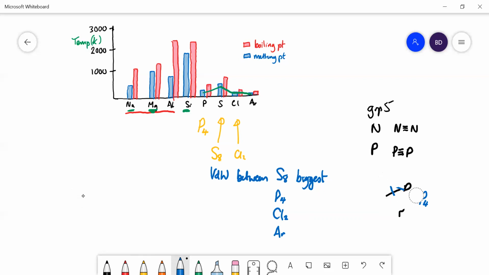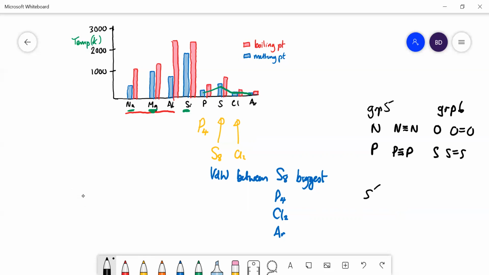Sulfur. Now, why does sulfur form S8 molecules when it's in group 6, and we know the other group 6 element, which we're familiar with, oxygen, likes to form 2 covalent bonds? That forms an oxygen-oxygen double bond. Why doesn't sulfur form that? Well, again, it's because a sulfur-sulfur double bond is extremely weak. It's nothing like as strong as 2 single sulfur bonds, whereas the oxygen-oxygen double bond is pretty strong.